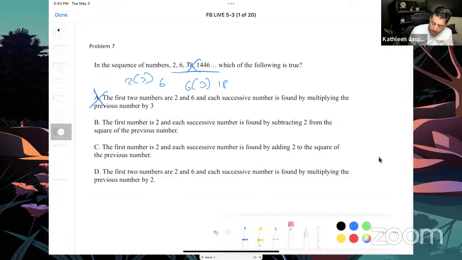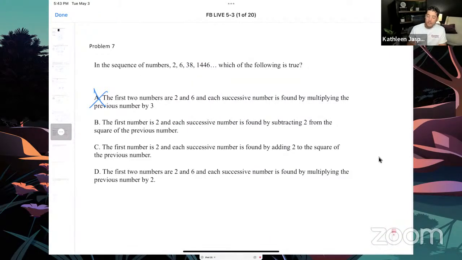And so that's all you're doing. You're just trying to scribble out what each answer choice means, on your scratch paper or in your head, so that you can either choose the correct one or just eliminate the bad one. Next one says the first number is 2, which is correct. And each successive number is found by subtracting 2 from the square of the previous number.